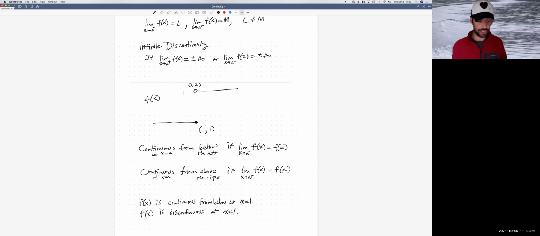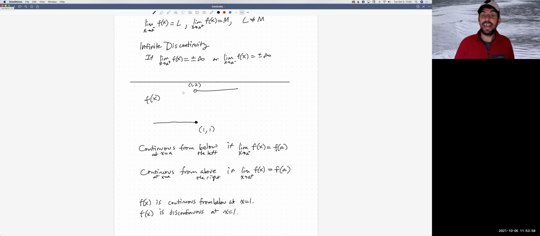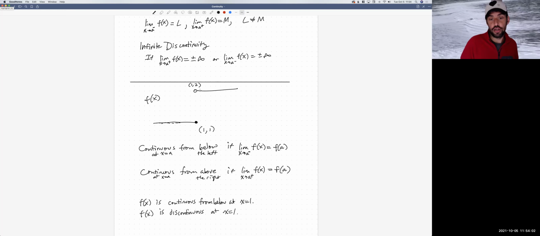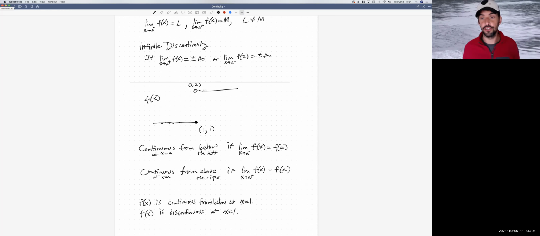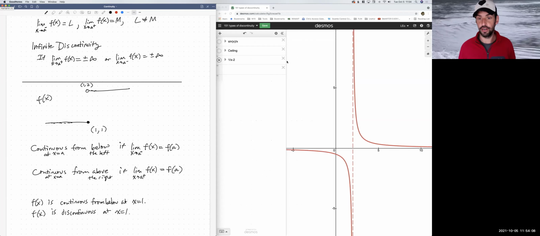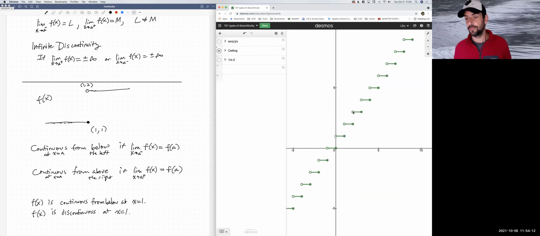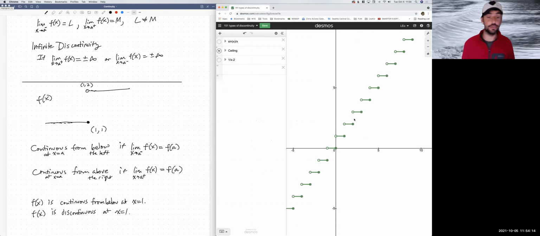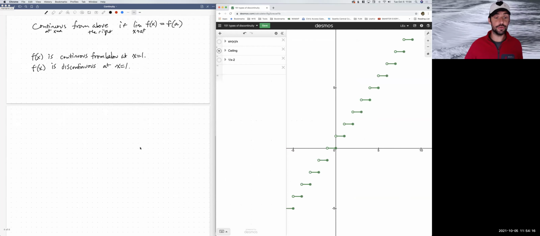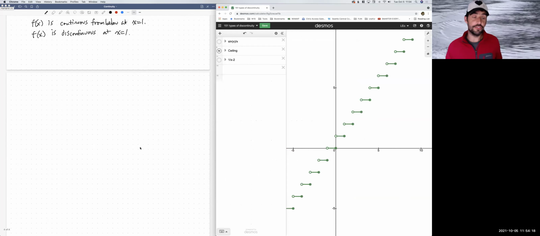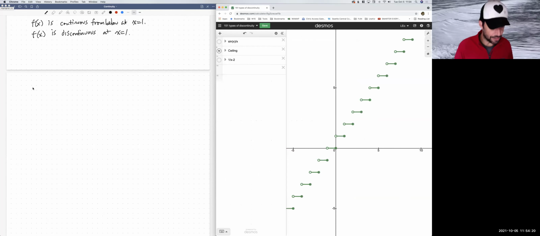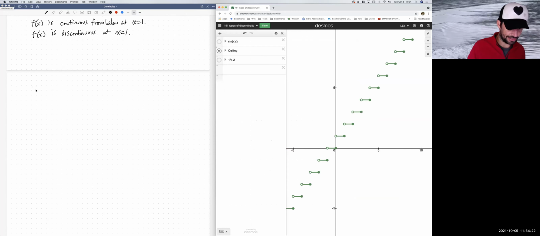Also, this function is continuous at every other point that I've drawn here, right? At each of these jumps of these step functions, let's look at that picture again, at each of these places where it jumps, it's discontinuous. It's continuous everywhere else. And so we'll often talk about the intervals on which it's continuous.